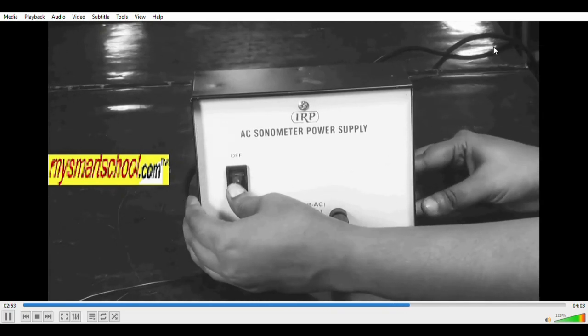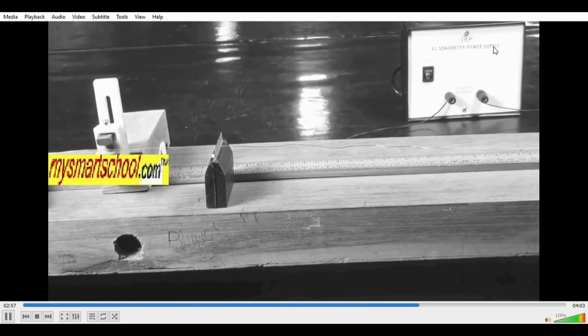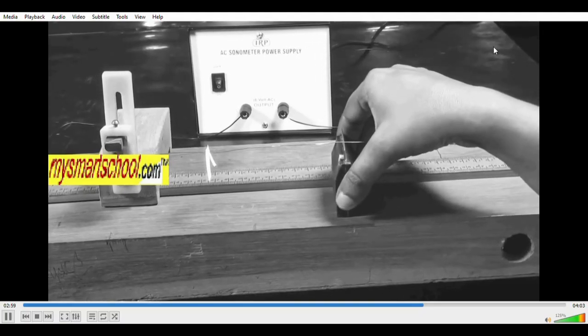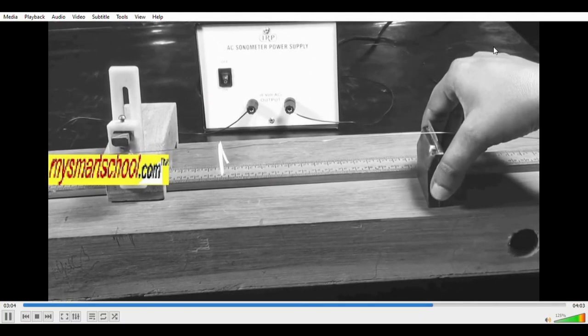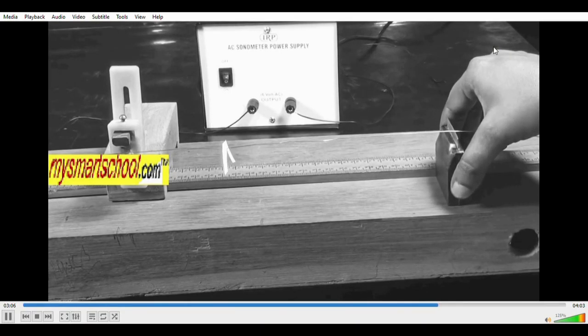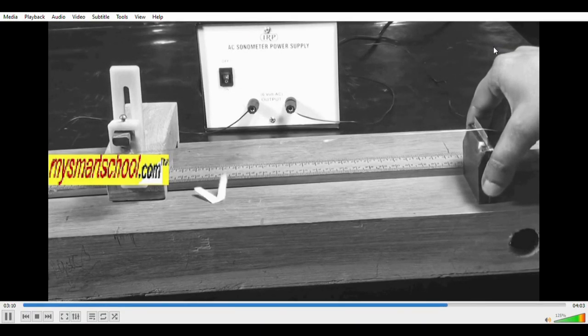The AC supply is switched on. The wire begins to vibrate. The length of the wire between the two bridges is adjusted till the wire vibrates with maximum amplitude. At this stage, the paper rider placed on the wire falls, which shows the condition of resonance.